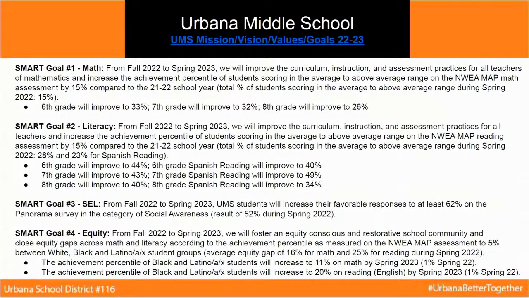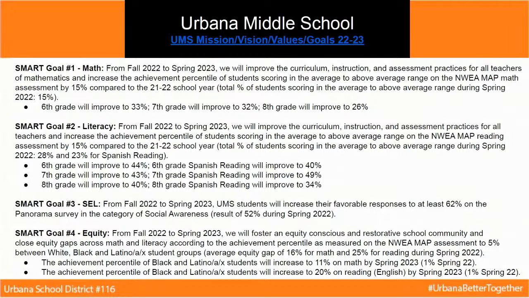So we want our students to meet those growth goals, but overall we also want students to reach that academic achievement threshold across the board and across the school. We've set our goal for math and literacy that the academic achievement percentile will increase by 15% from the 21-22 school year to the 22-23 spring benchmark. Broken down at each grade level, as you can see, that would look like 6th grade improving to 33%, 7th grade 32%, 8th grade 26%.